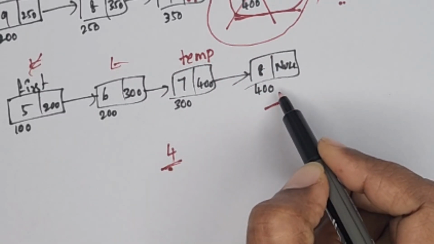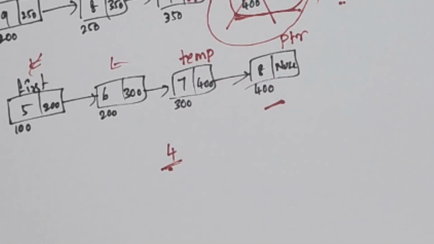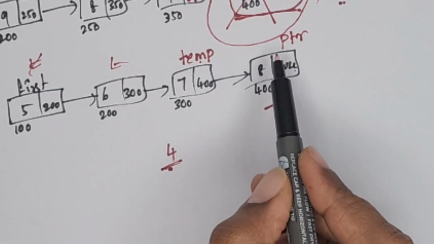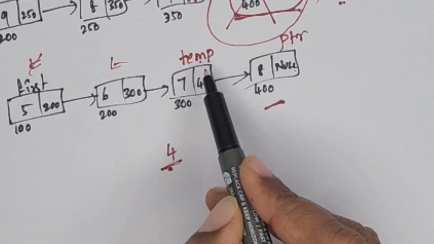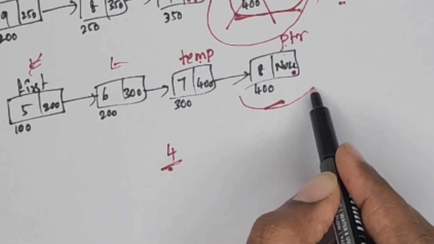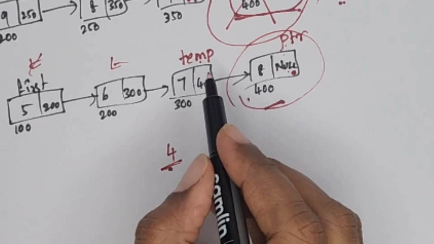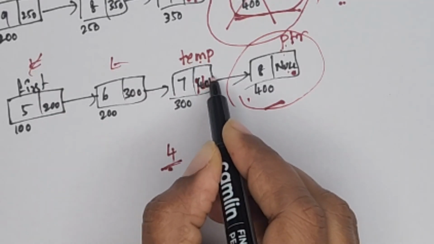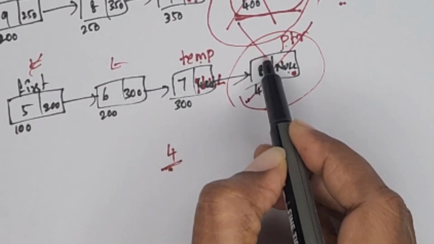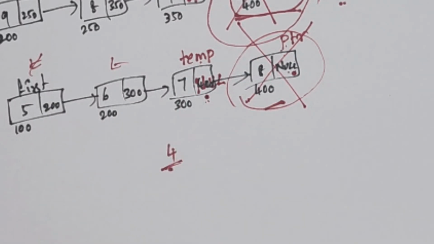Now, which node are you removing? Temp of next node. That is assigned to PTR. Once you remove the PTR, the statement is that PTR of next node becomes temp of next. But there is no next node. PTR of next is null. So temp of next is assigned PTR of next, which is null, because there is no next node. Now you can remove this PTR. Now temp of next is null. It means that this is the last node in our list.